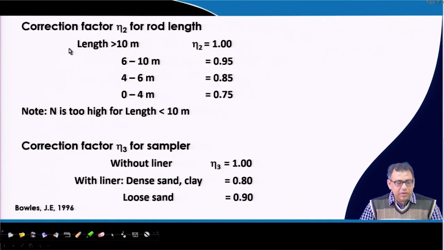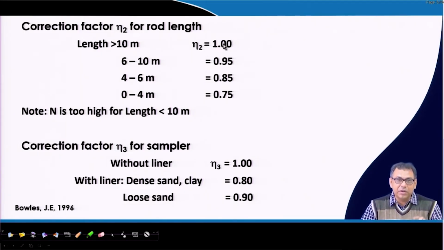Okay. And then we have to apply the correction for the rod length, and that is eta 2. If the rod length is less than 10 meter, then I will get a very high N value. So, that is why it is recommended that you always use a rod length more than or equal to 10 meter. If it is more than 10 meter, then no corrections are required, because eta 2 is 1.